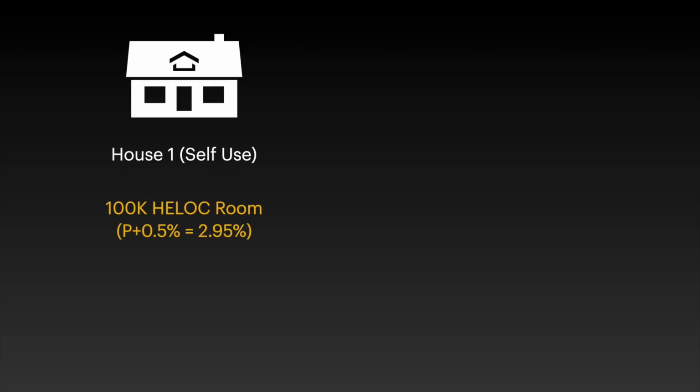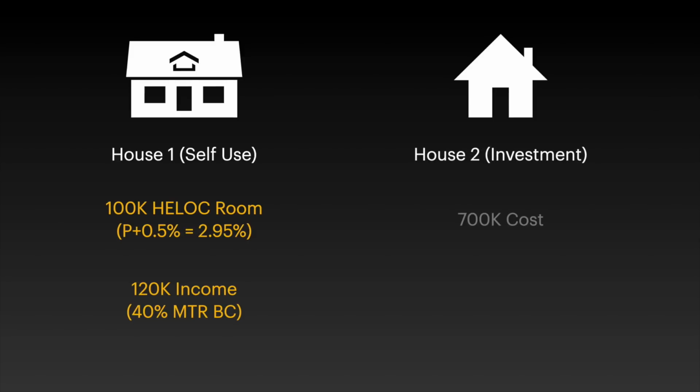And currently this is their situation. They have a property that has 100,000 home equity line of credit room at prime plus 0.5%. Client makes 120k a year, so marginal tax rate will be about 40% in BC. So they wanted to buy something that's 700k, and according to research, their expected average rent would be about 2,700.